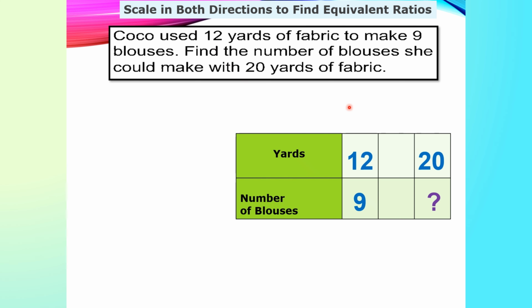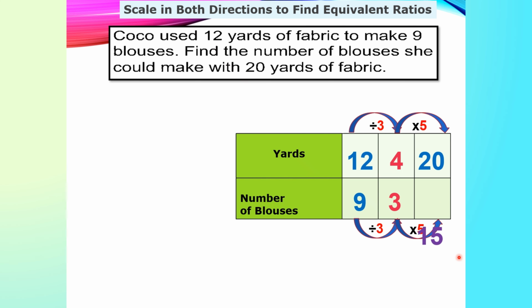So we scale backward. We scale backward using the GCF of 12 and 9. The GCF is 3. So we divide 12 by 3, it gives us 4. And divide 9 by 3, it gives us 3. Now we can scale forward from 4 to 20 by multiplying with 5. So 4 times 5 gives us 20 and 3 times 5 gives us 15. It means for 20 yards of fabric, Coco can make 15 blouses.